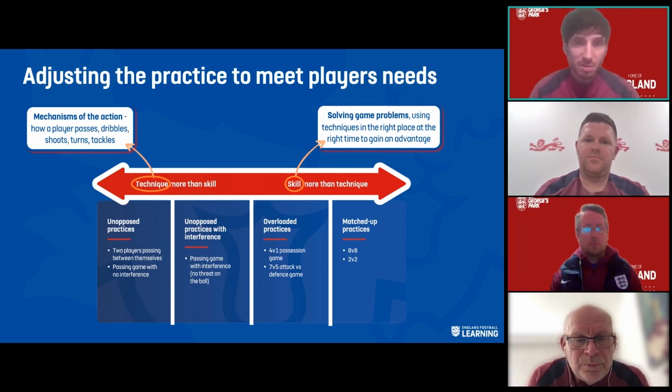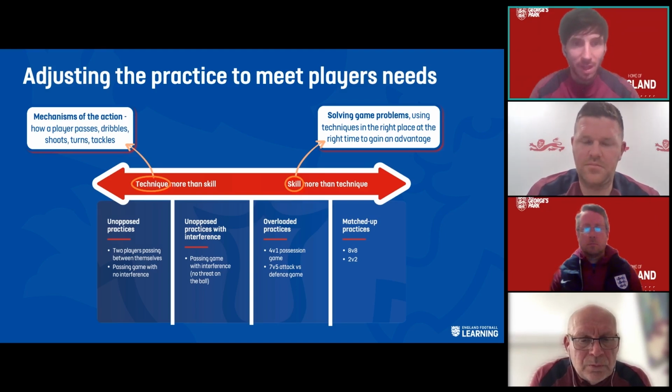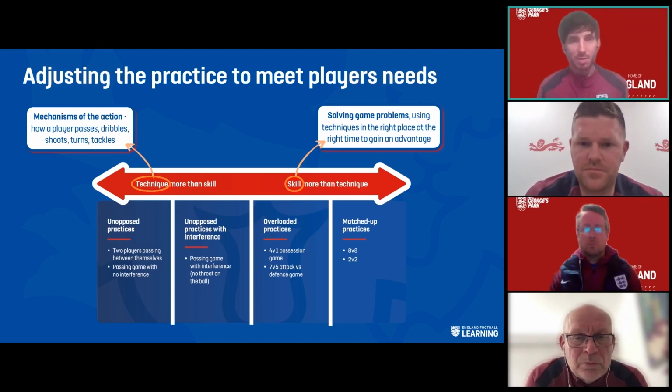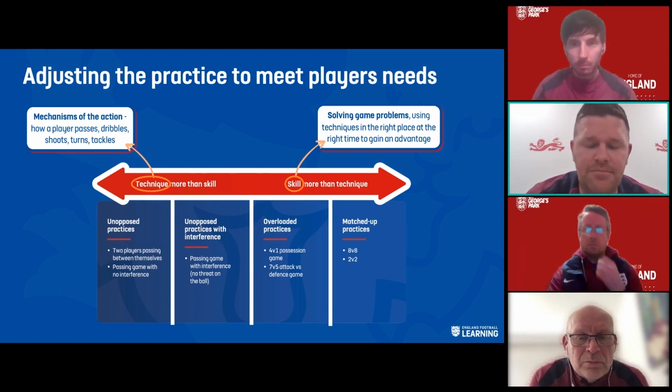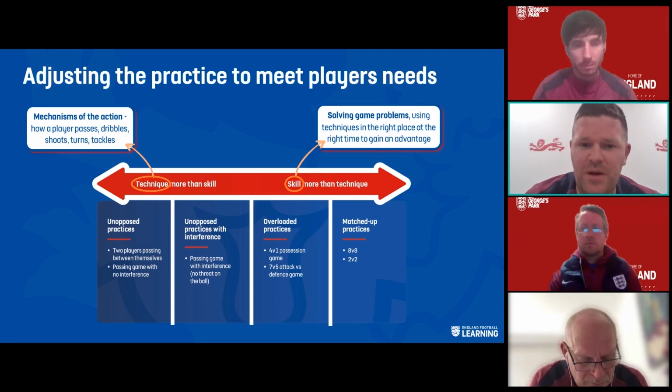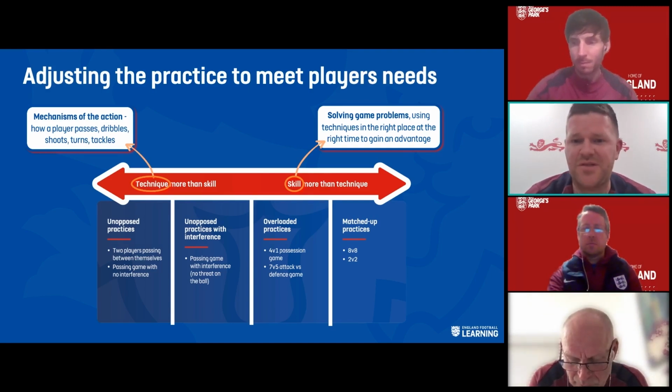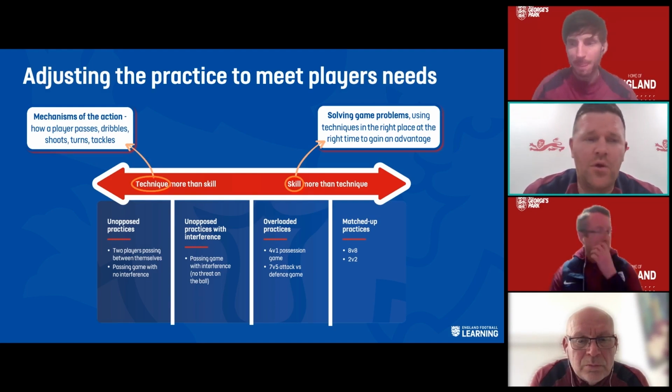And I'm sure this is something you see in the female game, of different ways that the practice spectrum is used to get different outcomes. Absolutely, Ryan. I think it's the skill of the coach, selecting the right practice at the right time. As you can see on your screen, ranging from unopposed up to matched up practices. Obviously, think about what is the right part of the practice spectrum to use at the right time. So what is it your players need and what do they want?